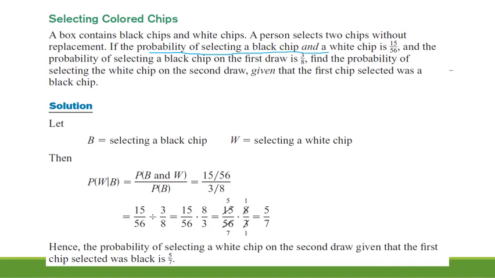Take note, in our problem, we are given the probability of selecting a black chip and a white chip. So this is now your combined probability, or the probability of the first and the second event.